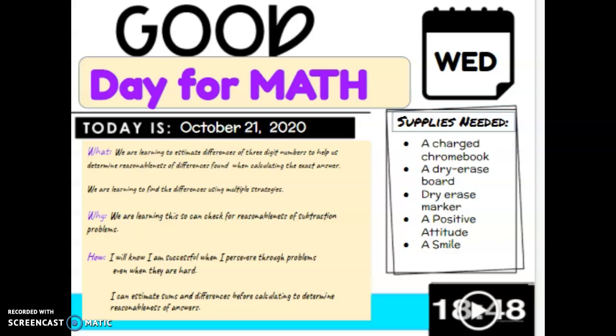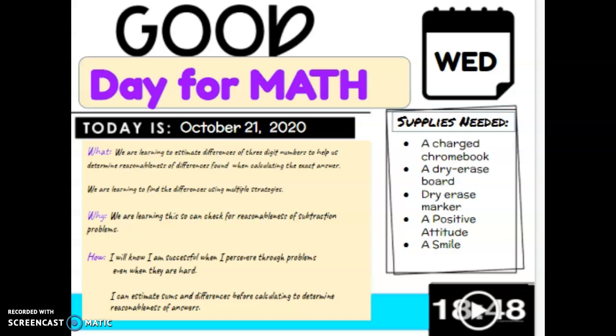And hopefully, after we learn a few strategies, it's going to give you a deeper understanding of what subtraction means and make you a little bit more fluent in subtraction. So, we're going to learn multiple strategies to help deepen that understanding for you. And hopefully, you'll feel more successful with your subtraction.